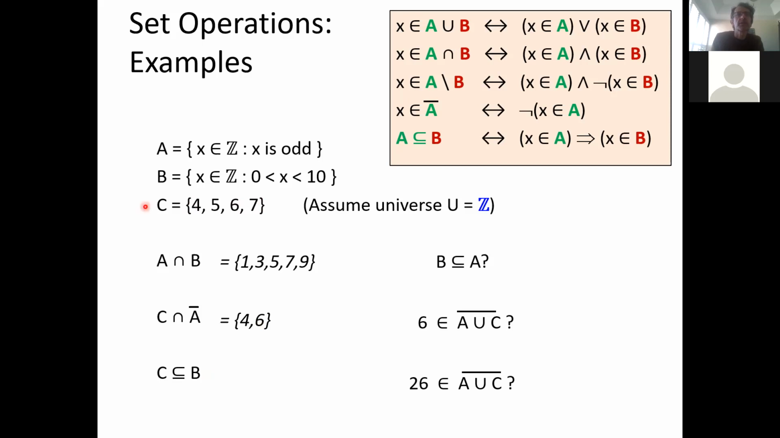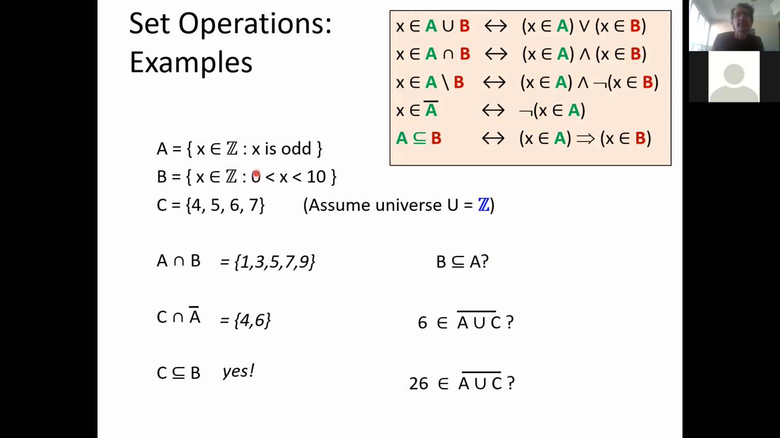Let's check whether C is a subset of B. Is it true that for all x, if x is in C, then x is in B? That formula is interesting only if x is indeed in C. So let's instantiate it for x equals 4, 5, 6, and 7. Is it true that for all those x's, x is in this set? Yes, it is true, because these are all integers between 0 and 10. So this is a yes.